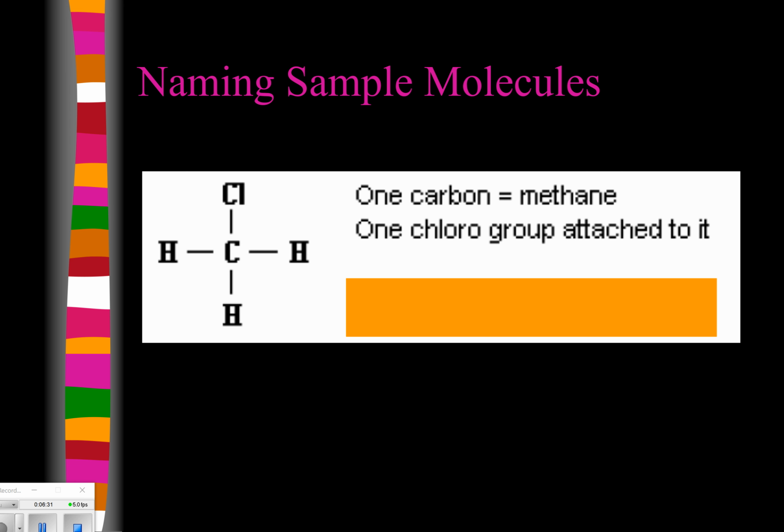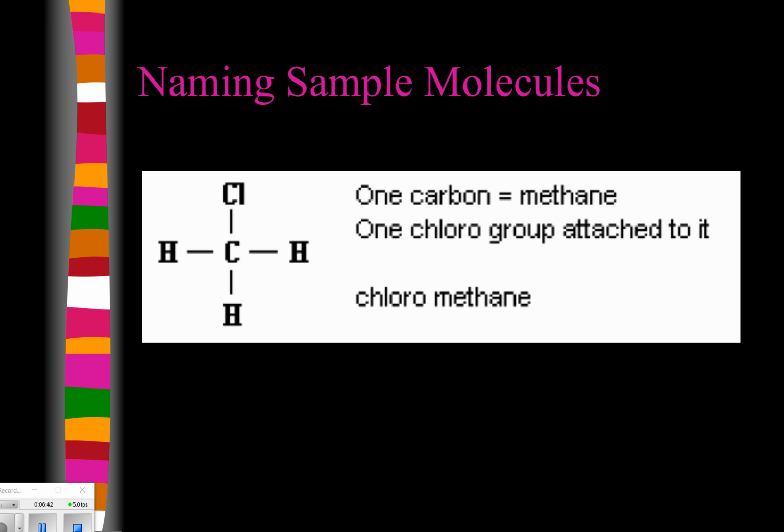We know that we have 1 carbon, so we know that we have methane, and we have a chloro group attached to it. So we're just going to add these 2 together, and we're going to get chloromethane.